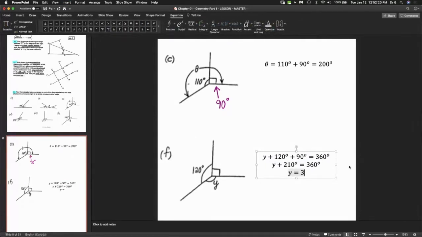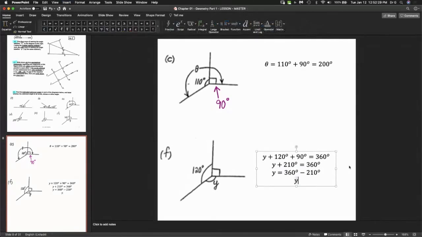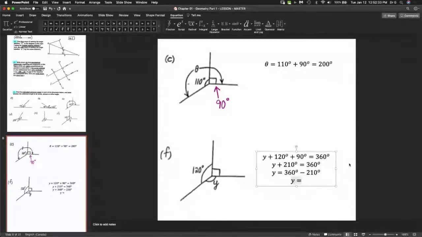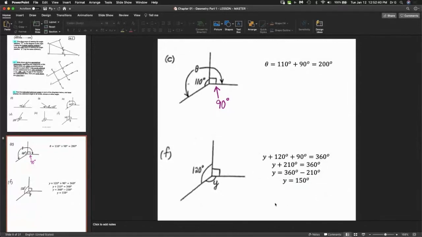And when you move the 210 over, it becomes negative. So what's our final answer? Can someone give me an answer there? I actually have Amir's answer there, sorry. 150 is correct. There you go.